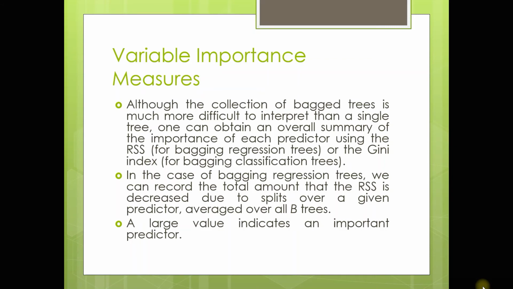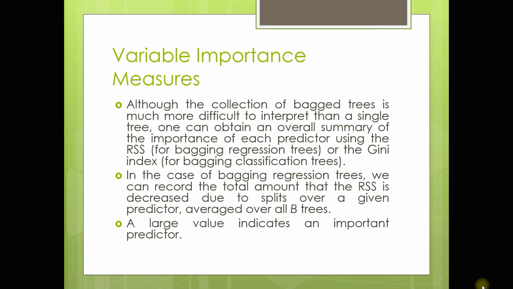Despite this issue of interpretation, we can try to come up with an overall summary of the importance of each predictor. Each predictor means each variable in your feature space. We can use the residual sum of squares in the context of a regression tree, or for a classification tree, we would refer to the Gini index, for example. So we can use these two measures to come up with an overall summary of the importance of a certain variable.